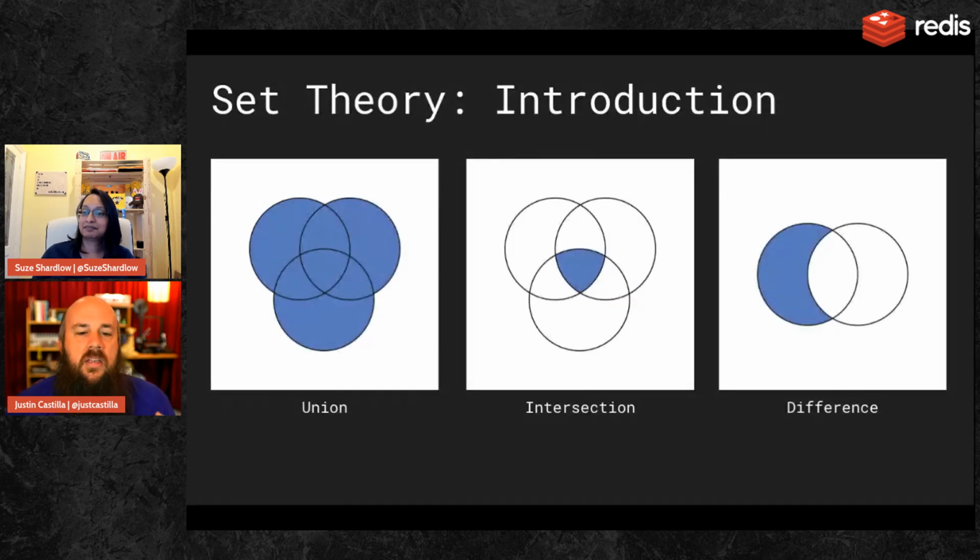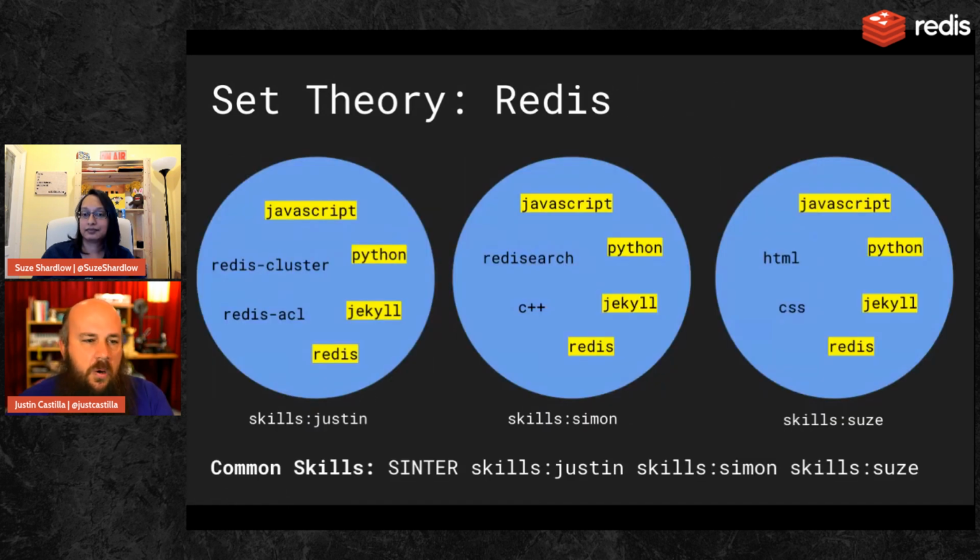Totally. Cool. And that's basically set theory: difference, intersection, and union. And there's a couple different extras that we can actually play with that just go above and beyond really what we need to go over. Now here is another graphic representation of set theory, and this is dealing with languages and scripting languages and common topics within technology. So skills for Justin, if you look at it: JavaScript, Python, Redis cluster, Redis ACL with our security, Jekyll, and Redis.